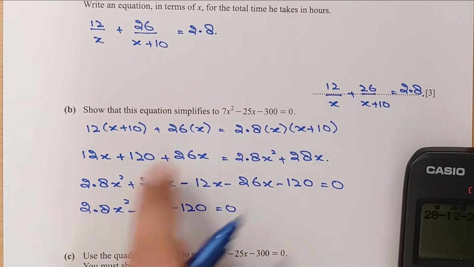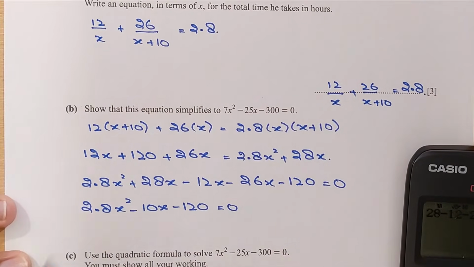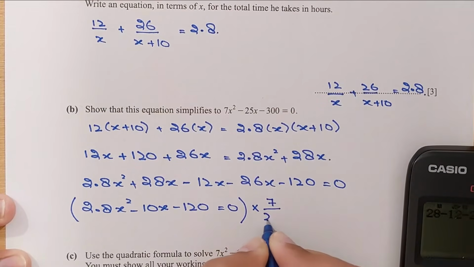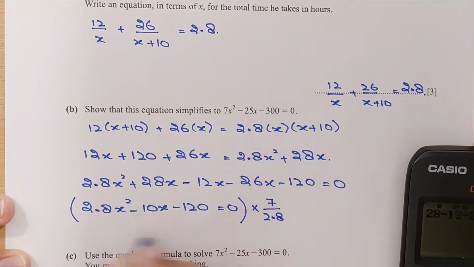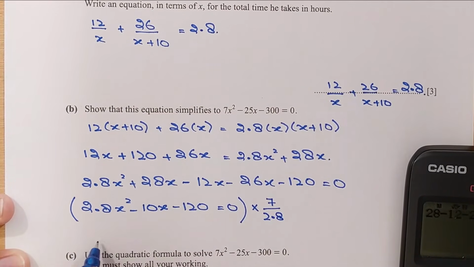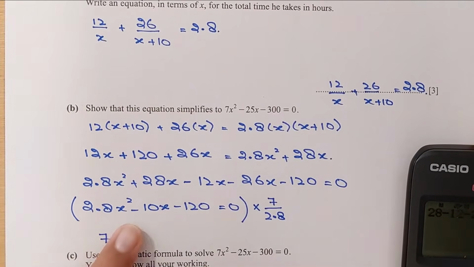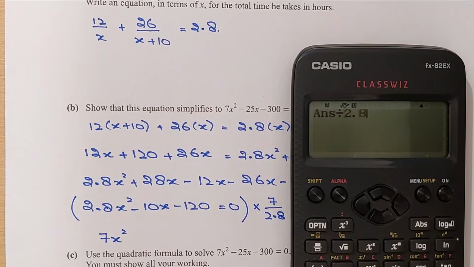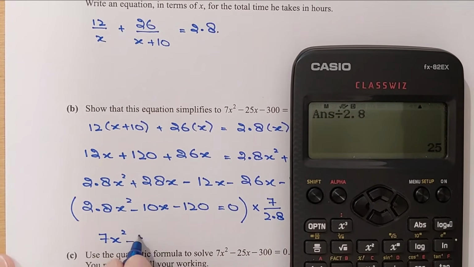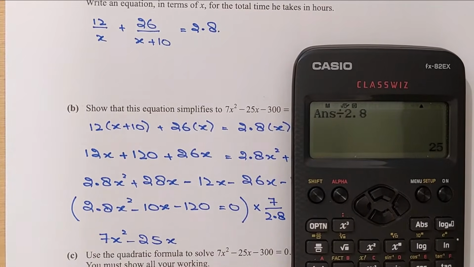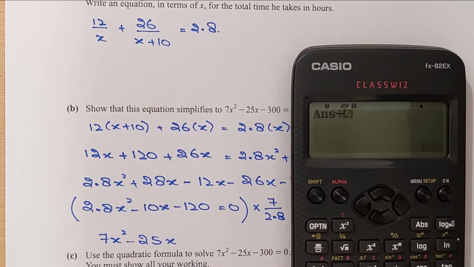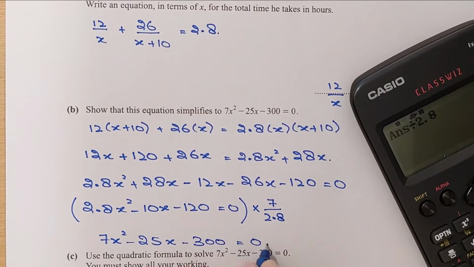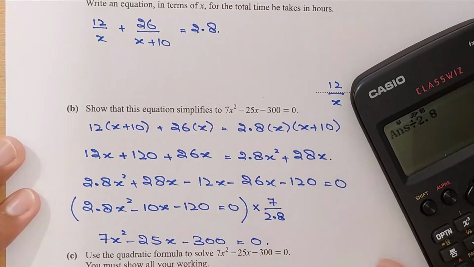So this 2.8 must be equal to 7, right? So it means throughout the equation, we have to multiply with 7 and divide by 2.8, because 2.8 cancels with 2.8 and we get 7x square here. So now we have an equation, 7x square for the first term. Now minus 10 here. So we can say 10 times 7 divided by 2.8. This is 25. So minus 25x, and for 120, 120 times 7 divided by 2.8, that is 300. Minus 300 equals 0. So the given equation simplifies to this, right?